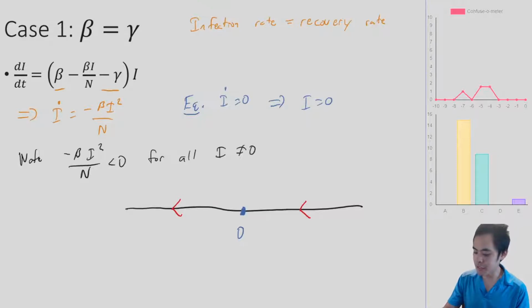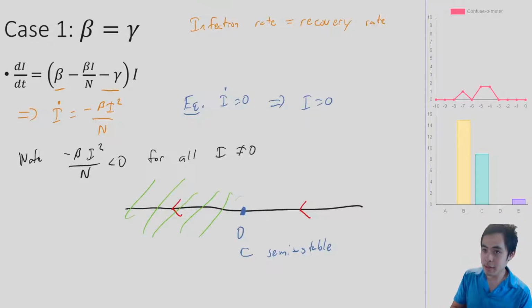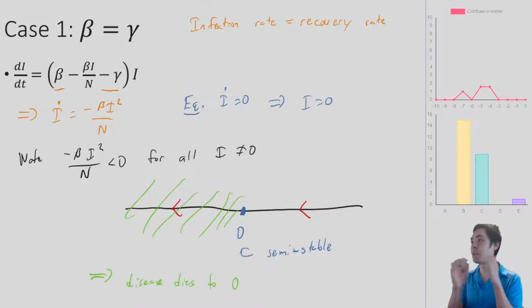So we have a semi-stable equilibrium. But of course, we don't really care about the stuff that's negative, and so it just stops at 0. So what this implies is that the disease dies to 0 asymptotically. As time goes to infinity, the disease barely dies out. So this would be an example of something that looks vaguely like exponential decay.